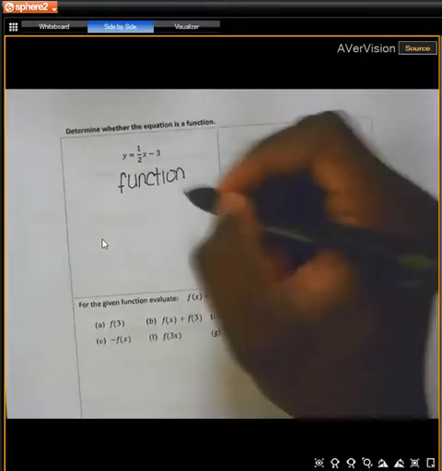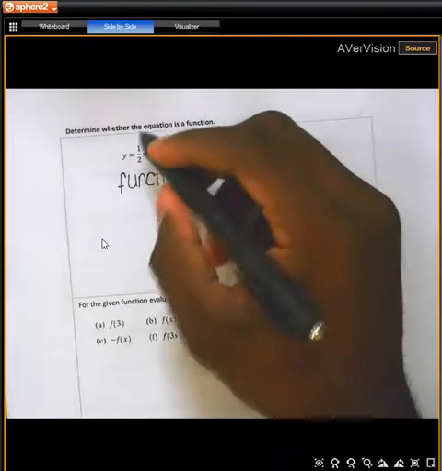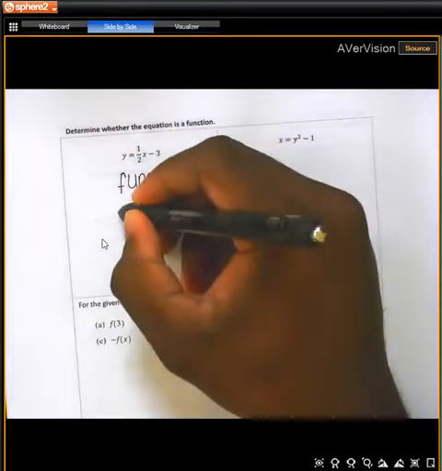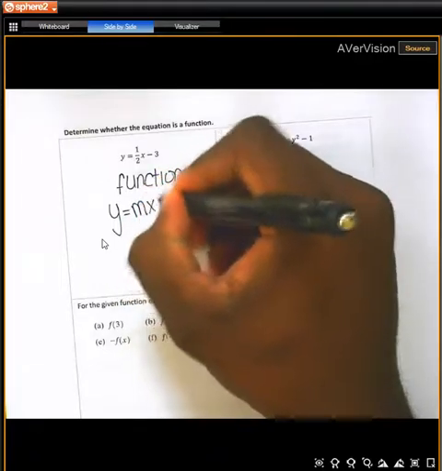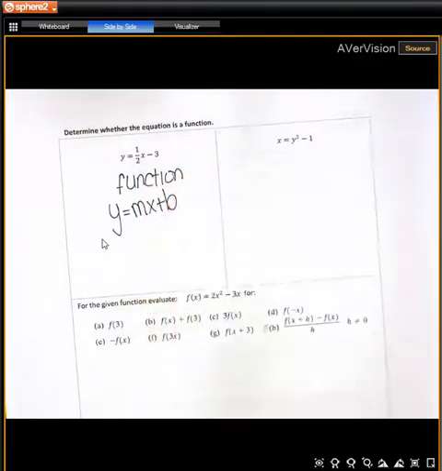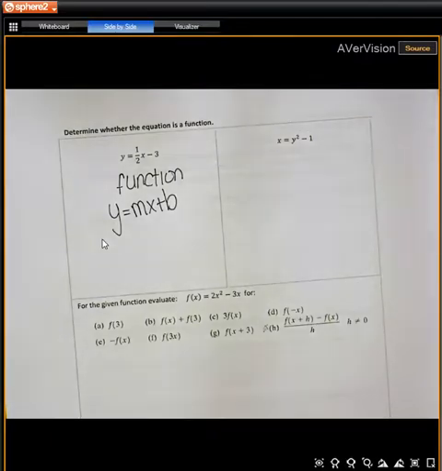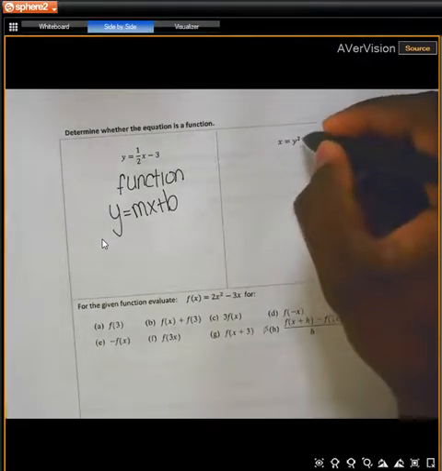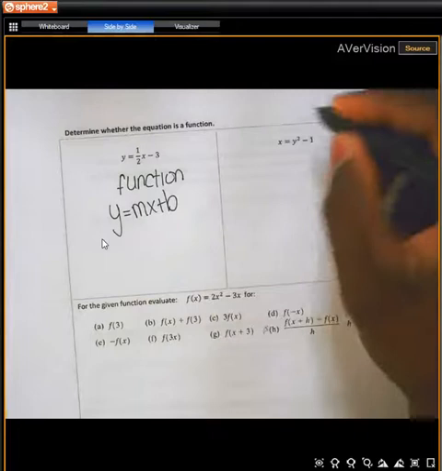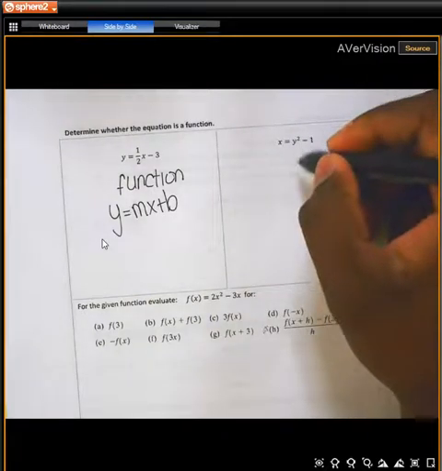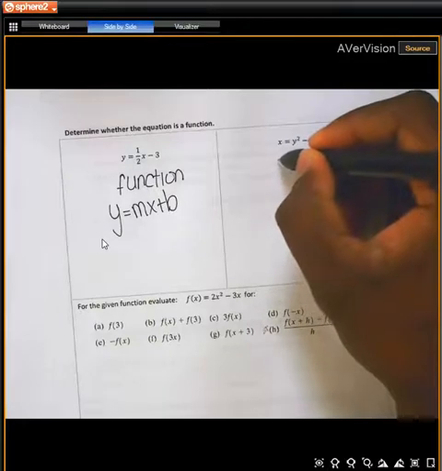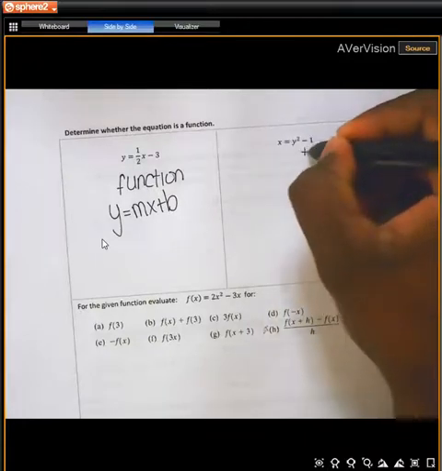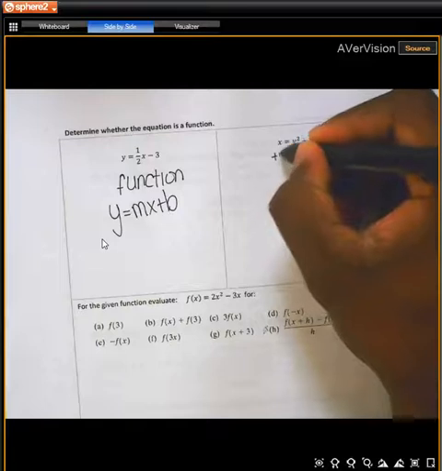So the best way to figure out if an equation is a function or not is if it's in the form of y equals mx plus b. So the equation of a line. If we look at this one and try to get it in terms of y equals mx plus b, we would first have to get y by itself by adding 1.